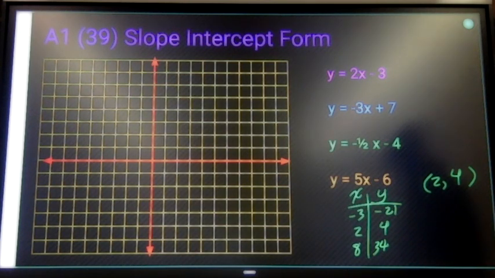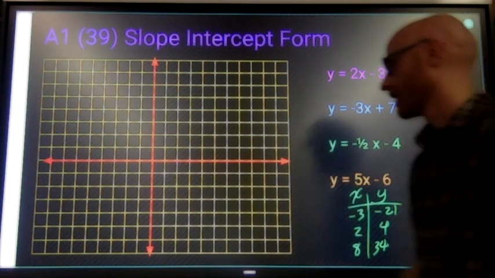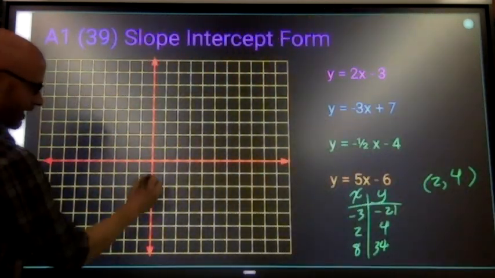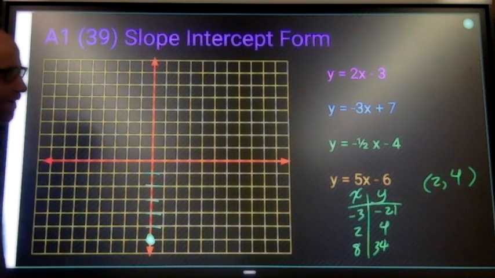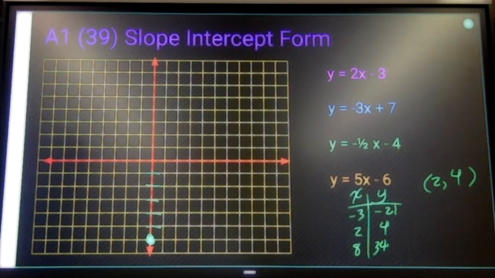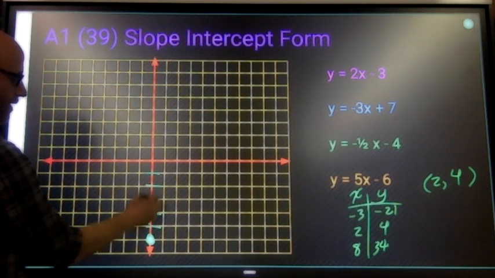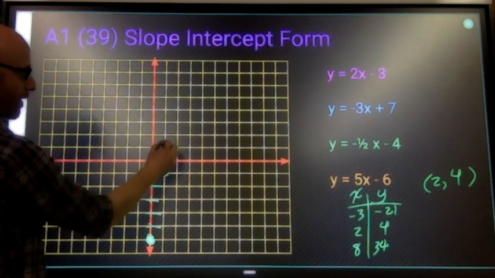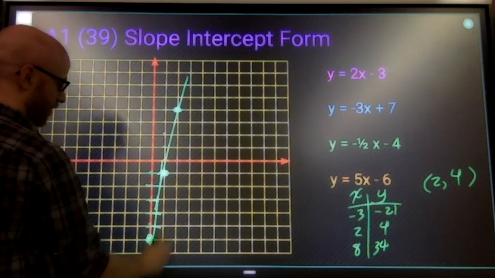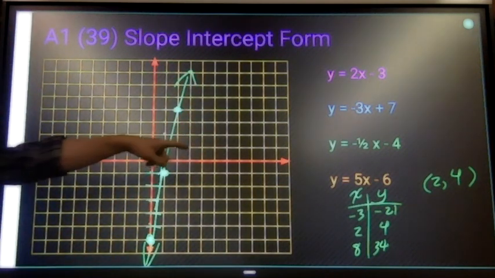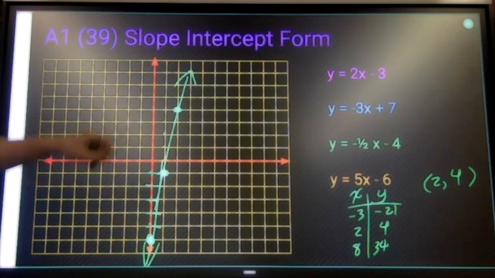Easy to graph. I know that the y-intercept is -6. So I know it crosses here. I know that the slope is 5. That means I go up 5 for every 1 that I go over. Okay? That's a graph of the orange line. See if you can make a graph of the other three before I do. Hit pause, see if you can graph the other ones.